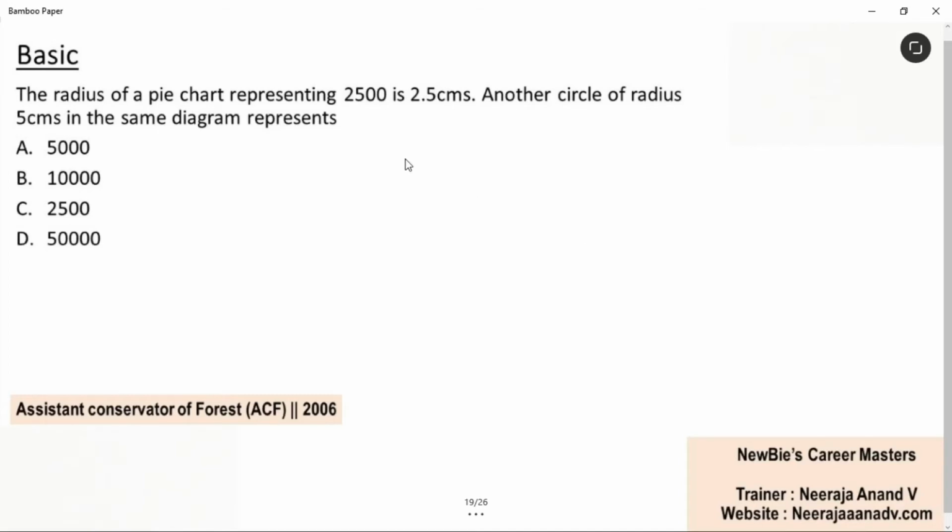Check it. See, if it is 2500, that radius is 2.5 centimeter. Okay, what about 5 centimeter? Twice of this, no? Simple. Answer is 5000. I hope this is clear. That's why this is basic question.